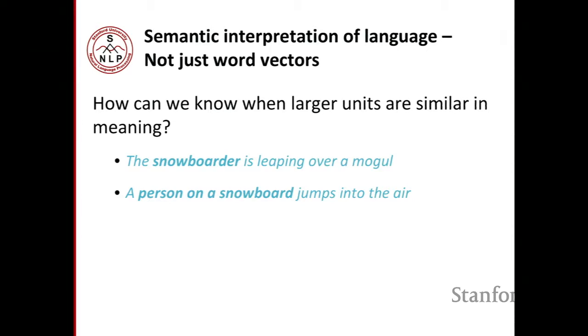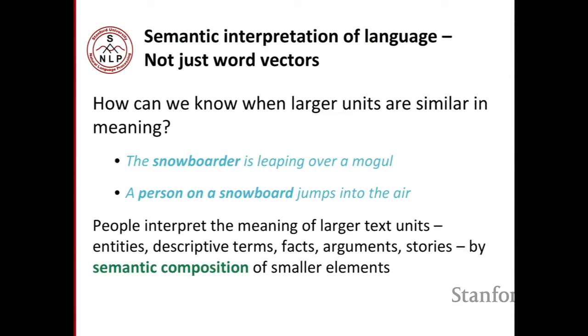Now, if you just looked at single word vectors, a snowboarder might be somewhat close to snowboard, but really one is a person, the other one is some kind of tool and an inanimate object, so they're not that similar. And in some ways, you might think snowboard is more similar to skis than it is to a person that actually snowboards. But the combination of a person on a snowboard is quite equivalent to a snowboarder. And so what's clear is that people, and ideally AI systems also, interpret the meaning of larger text units, may it be single entities or descriptive terms or entire facts that consist of longer descriptions, arguments, or even entire storylines, in terms of semantic composition of these smaller units.